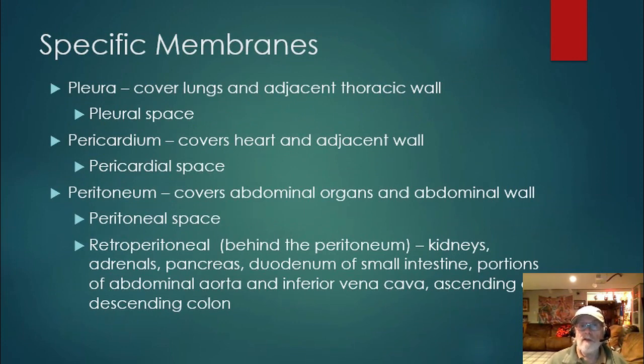Again, the membrane that covers the lungs and the adjacent thoracic wall is called the pleura. When you hear somebody has pleurisy, that means they have an inflammation of that pleural membrane. And that membrane is critical. It's very, very important. Between the two, if I have a lung, let me just draw a lung right here and show you what it's like.